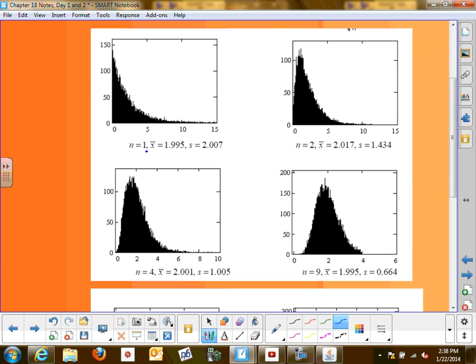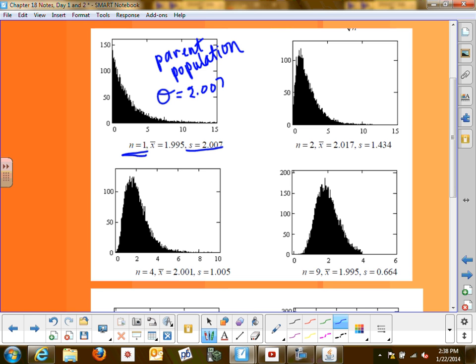This first picture has a sample size of 1. If the sample size is 1, that's all the individual pieces of data. That's like every single run that somebody has run. So this is considered the parent population, because its sample size is 1. And the standard deviation of this population is 2.007.